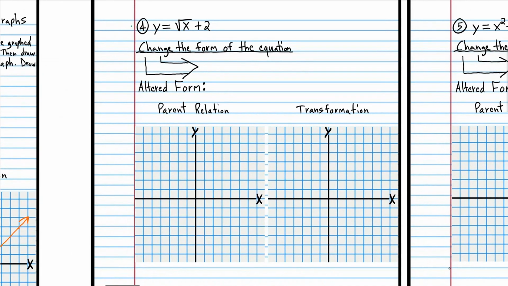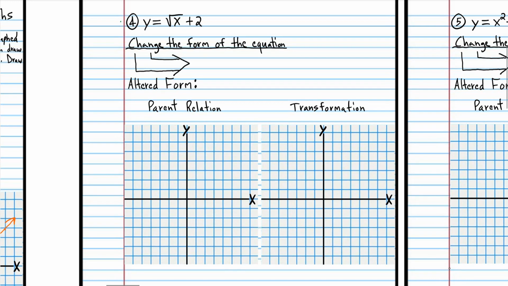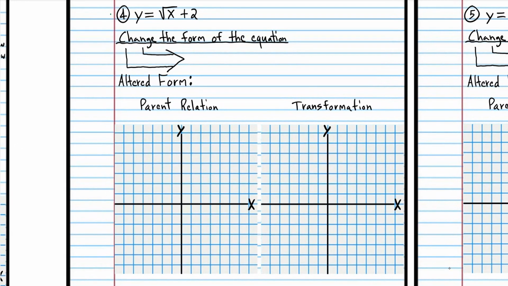So go ahead and try number 4. Do your math here and write your altered form. And remember to write the forms of the equations above the graphs, starting from the parent graph. Try number 4. When you come back, we'll do it together. All right, we're back.